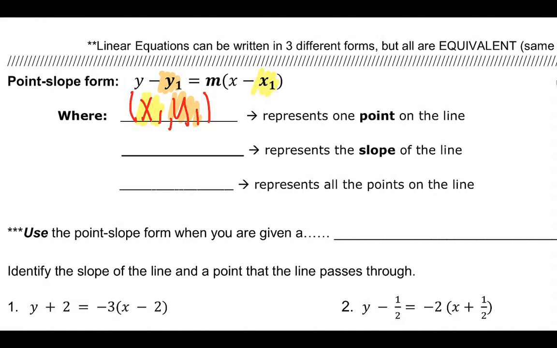Then the slope is represented by m, just like in our slope-intercept form. M means slope. That's the letter that we use to represent it, and that's located right here, and it's always, always, always going to be next to the parentheses. Then you have just a plain old x and a plain old y. That represents all the points on the line. So if we have a line, we have infinitely many points on the line, and those are located right here. There's the y. And there is the x.